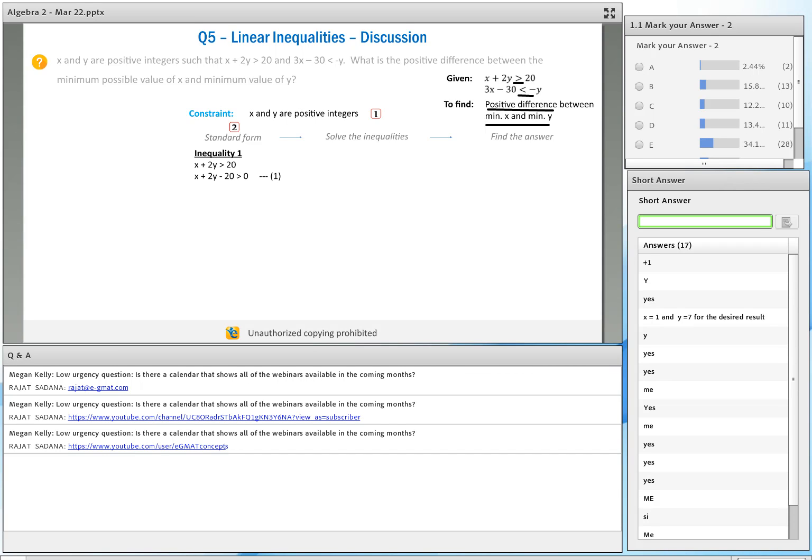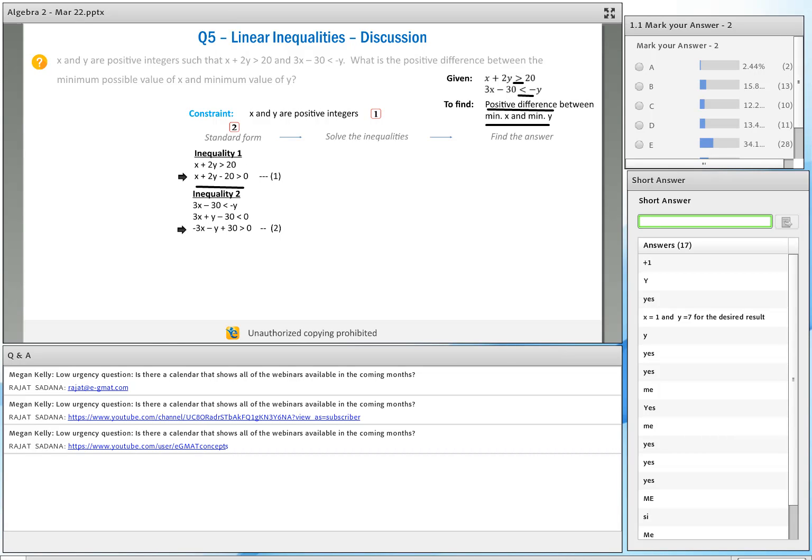So you look at inequality 1, and this is the standard form of inequality 1 over here. Then we do the same thing with inequality 2, and you see the sign is less than 0, so we multiply this by -1 to make the sign greater than 0. As you multiply it by -1, you convert it into the standard form where the sign is greater than 0. So what's the standard form? The standard form of an inequality is ax plus by plus c is greater than 0.